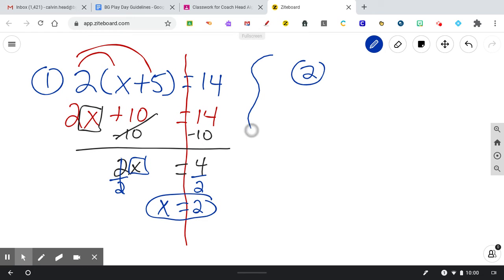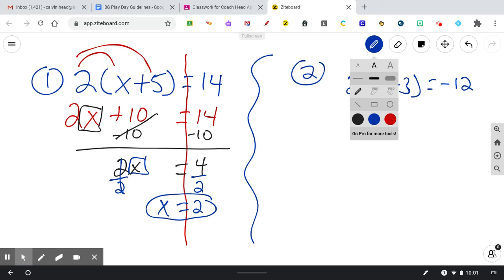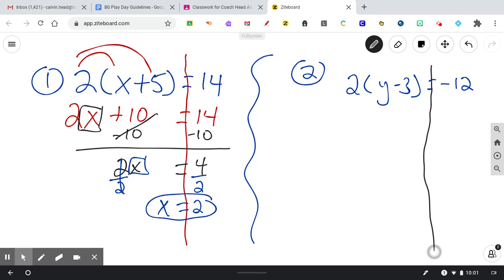Let's look at example number 2. 2 times the quantity y minus 3 equals negative 12. So we're going to pay close attention to that negative. Again, I'm going to draw my line down through. Now I see parentheses, so I need to distribute, which means I multiply. So 2 times y is 2y, and then 2 times negative 3 is negative 6. And all that equals negative 12.